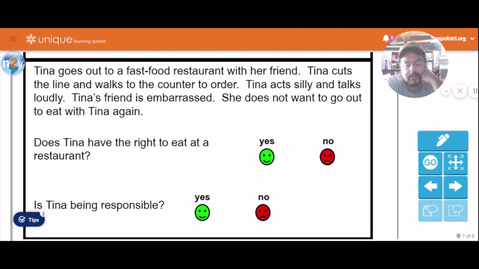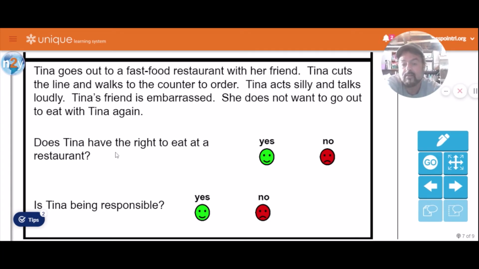and to order. And then Tina acts silly and talks loudly, really loud and stuff like that. And people are all like, looking and stuff. It's very distracting for other people. Tina's friend is embarrassed. Oh, she's embarrassed. Okay. Tina's friend does not want to go out to eat with Tina again.